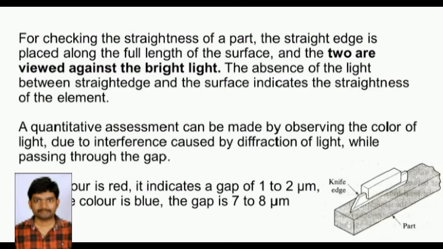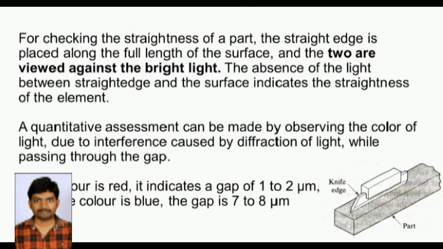So we should observe light passing in the gap. If no light is passing, then the workpiece surface is straight. If there is some light, it indicates that there is some straightness error. A quantitative assessment can be made by observing the color of the light. Due to interference caused by diffraction of light while passing through the gap, the color of light changes. If the color is red, it indicates a gap of 1 to 2 microns, and if the color is blue, the gap is 7 to 8 microns. So in this way, we can check the straightness of the workpieces.